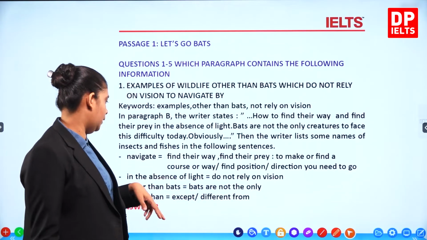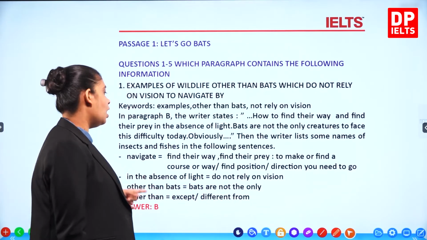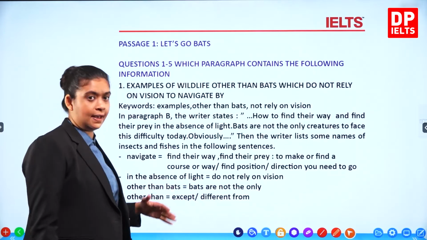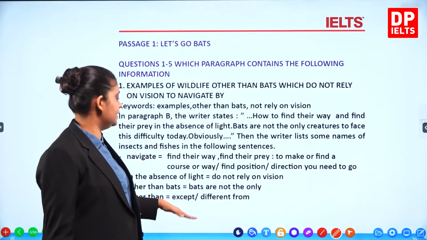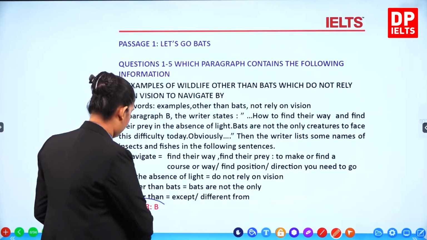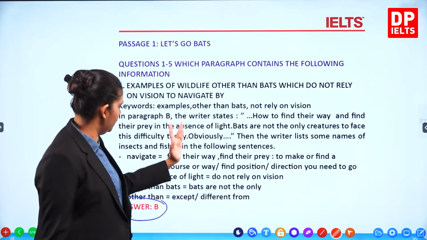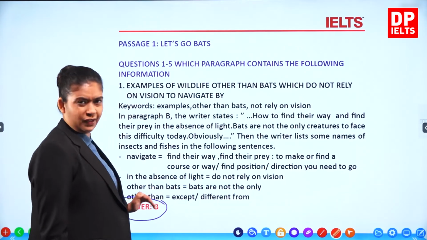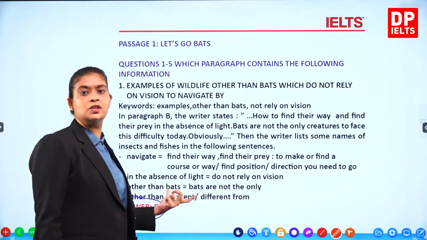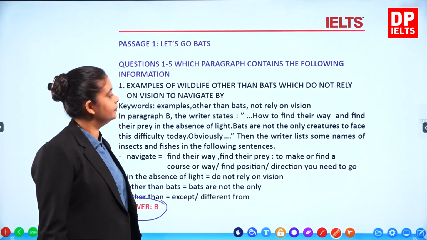Navigate is to find their way. Absence of light means that they do not rely on vision. Other than bats means they are not only bats. Other than is except or different from, right? So now here you can see why we've got answer B. Here are the reasons, here are the keywords and some of the words that I thought you might not know. Some people might not know what navigate is, or absence of light, so I've given you some definitions for that as well, okay?